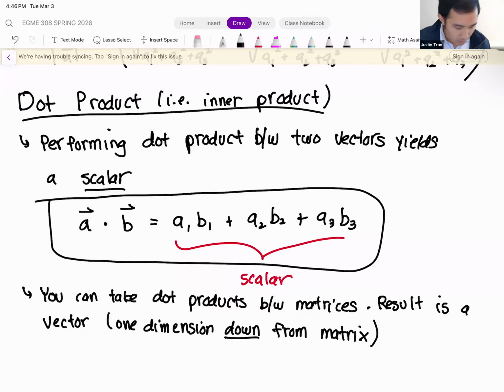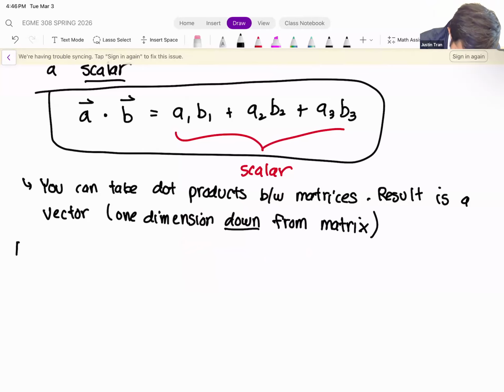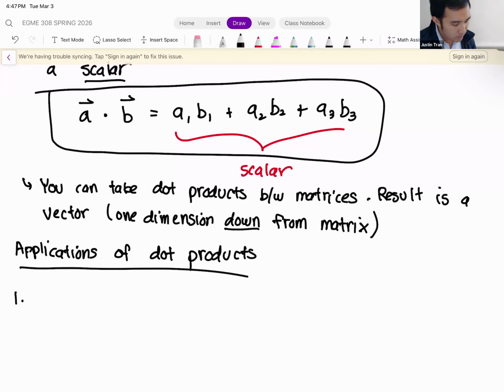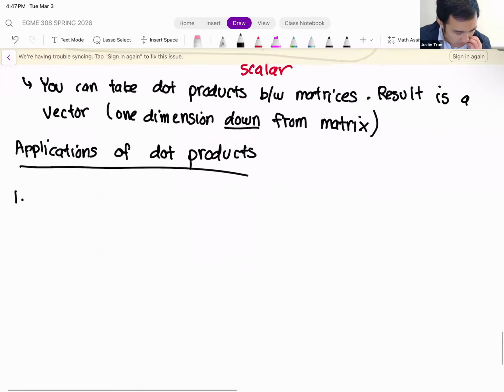Okay, so let's talk applications of dot products. There are many applications for dot products, so let's start with the most obvious one, which I think everyone learns in their Algebra 2 class. Taking the dot product between two vectors is a very convenient way to determine the angle between the two.